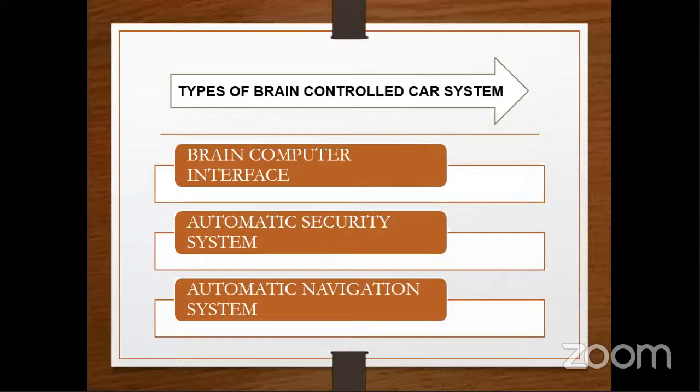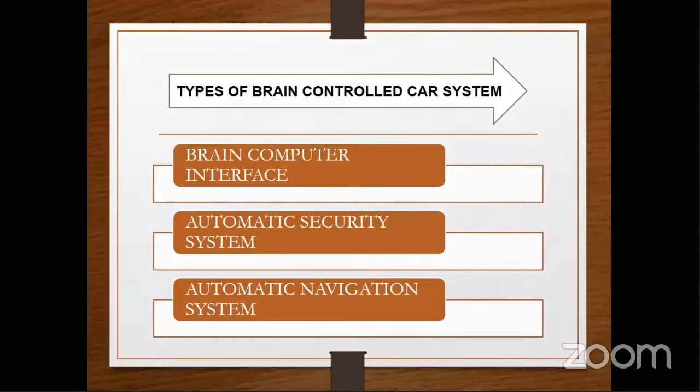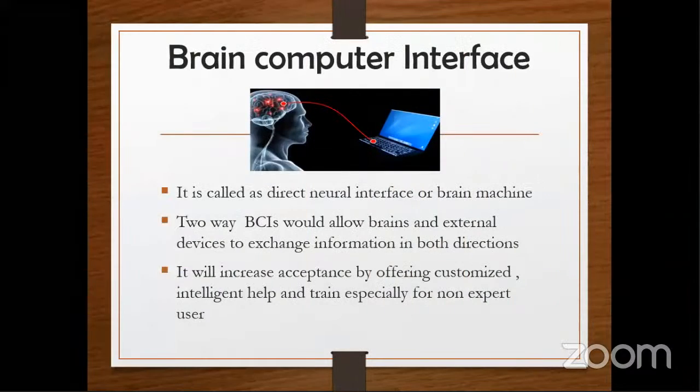Let us now go through the types of brain controlling car system. The first type is brain computer interface, and the second one is automatic security system, and the last one is automatic navigation system. Let us go through one by one what are these types and how it is helpful in managing this technology. First one is brain computer interface.